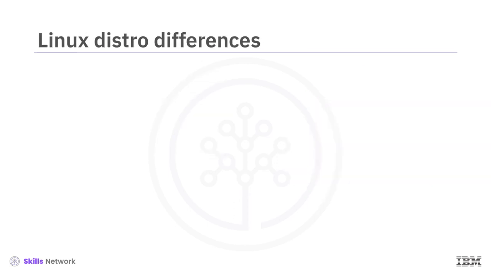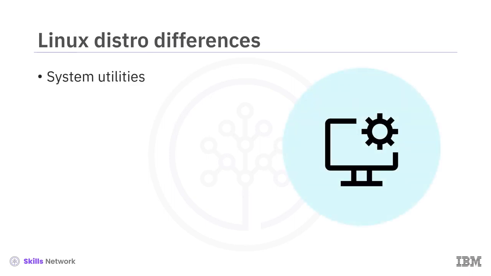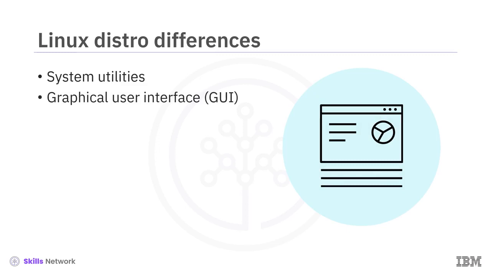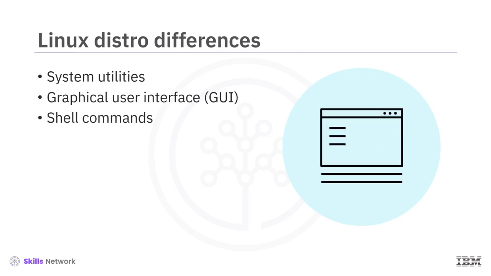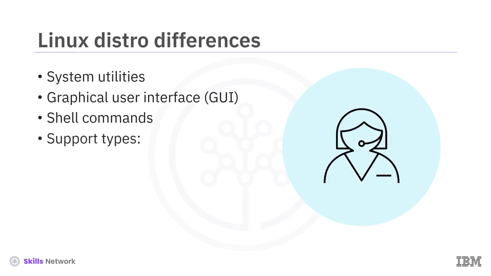Okay, so what differentiates Linux distros from each other? Each Linux distro includes a unique set of default utilities that are part of the operating system, such as commands and applications that come pre-packaged with the distribution. Each distro has its own graphical user interface, or GUI, that you use to interact with the operating system. Each distro supports a specific set of commands that you can use in a shell, a window for entering and receiving output from commands. And lastly, each distro provides differing levels of support.